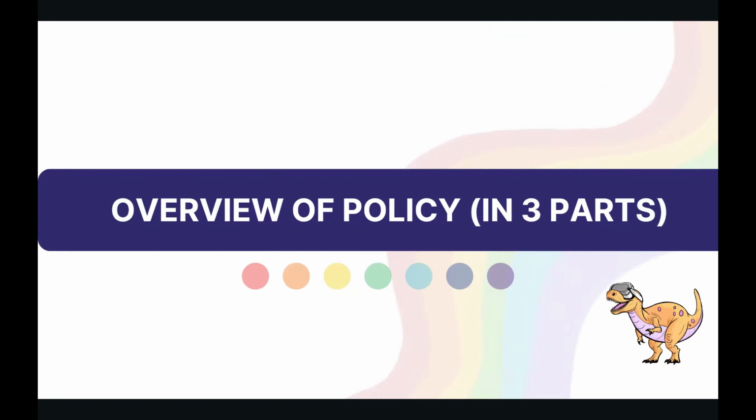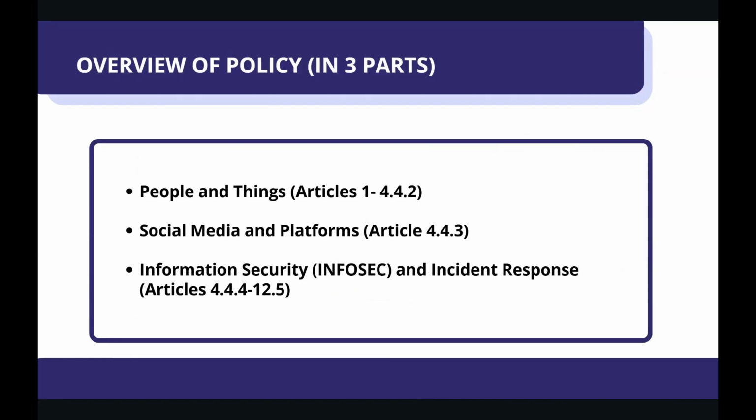So we have an overview of the policy in 3 parts today. This is divided into 3 because it is quite a substantial size. So we first have references to people and things. So that will be articles 1 through 4.4.2. We have a large section in the middle on social media and platforms, which will be article 4.4.3. And then we have a section on information security, InfoSec, and incident response, which will be articles 4.4.4 to 12.5.